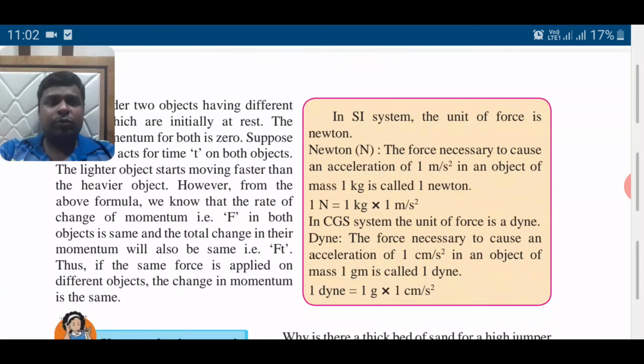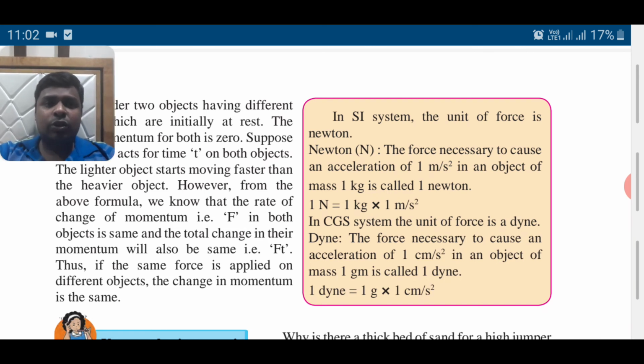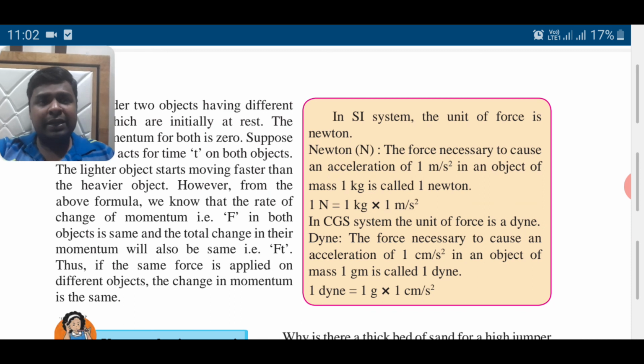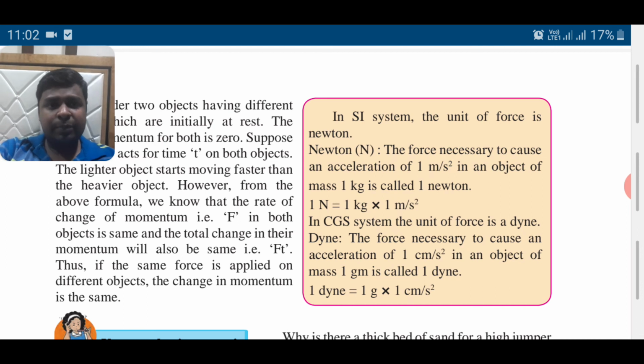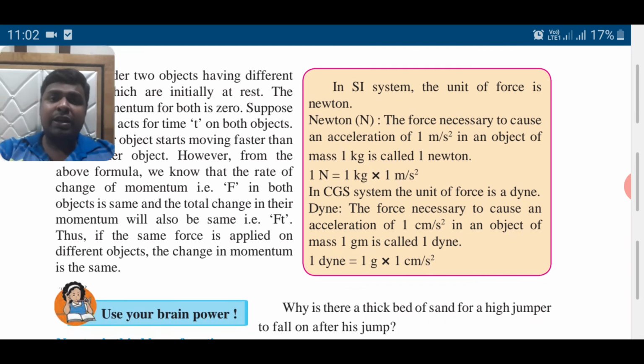Now, here we come to the definition of 1 Newton. The unit of force is Newton. So what do we measure force in? We measure it in Newton. So what actually is Newton? Suppose you have an object of 1 kilo and you apply some force on it and it moves with 1 meter per second square acceleration. Then the force that you have applied is 1 Newton.